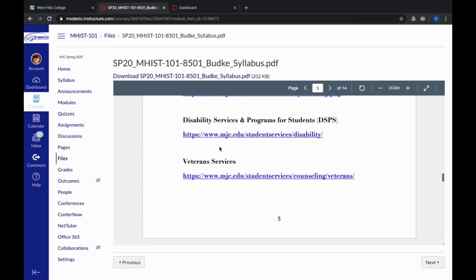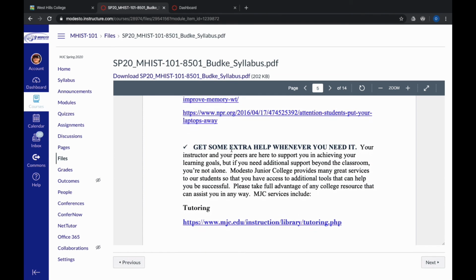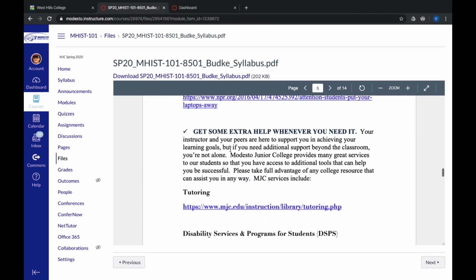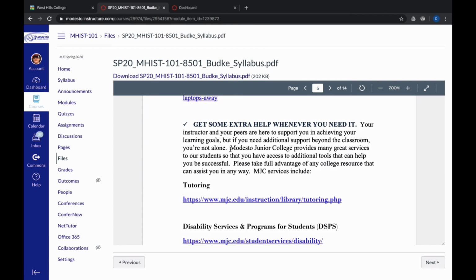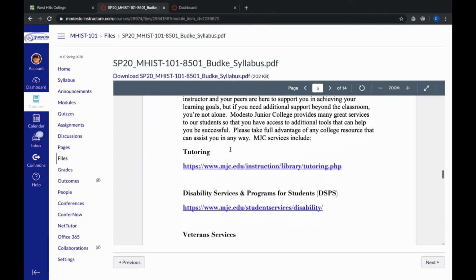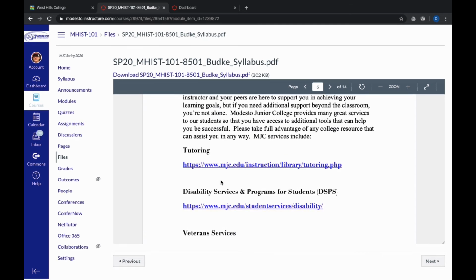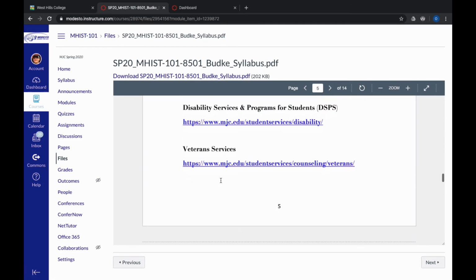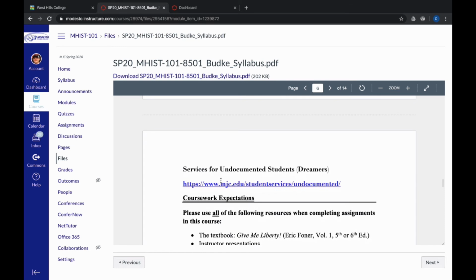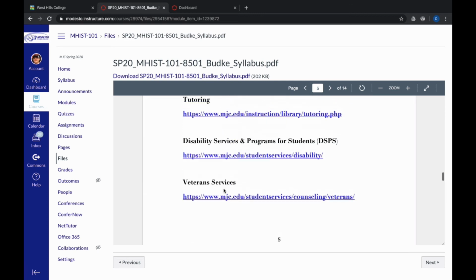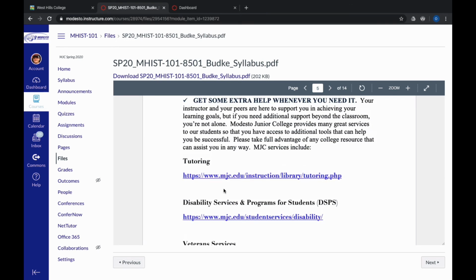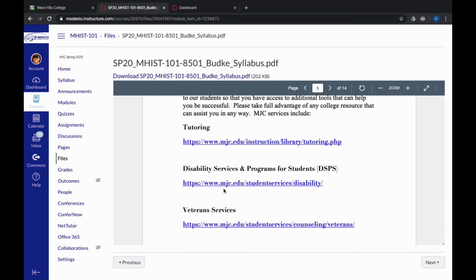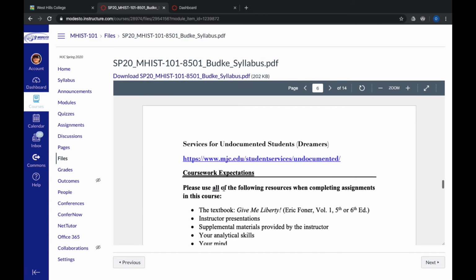All right. I do want to touch on this one, though. Get some extra help whenever you need it. Very important. Modesto Junior College provides great services and resources to students. And let me tell you, if you think that any of these could apply to you, then you're not alone. These exist because multiple students need to have access to these kinds of resources to support their success. So look into the services and programs that Modesto Junior College provides for our students and take advantage of them. Use them if you can and need to.